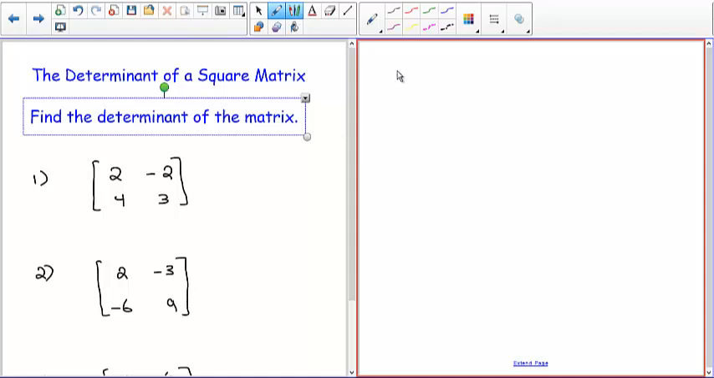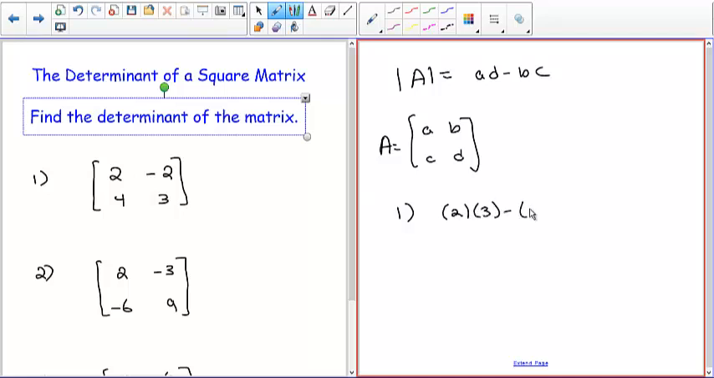The determinant of the matrix, let's say matrix A, is you take A times D minus B times C, where this 2x2 consists of 4 elements in the matrix. So you just take these two numbers and subtract the product of these two numbers from it. So for number 1, we just take 2 times 3 minus 4 times negative 2, which is 6 plus 8, which is 14.